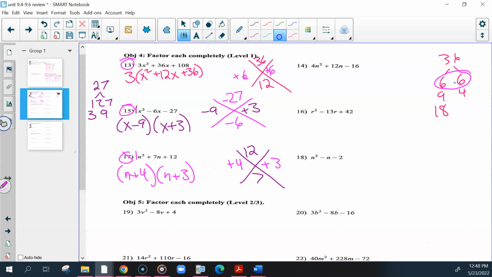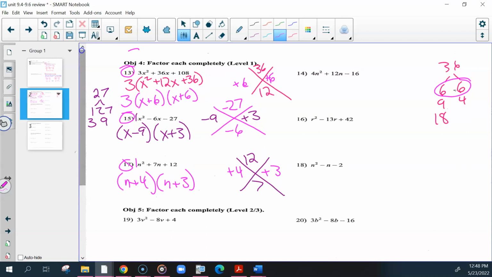So you would bring down your GCF and go straight into your factors. x plus 6, x plus 6. Or, since there are two of them, you could write them in a more simplified way: 3 times x plus 6 squared. Either answer is fine. Do we have questions on that one?